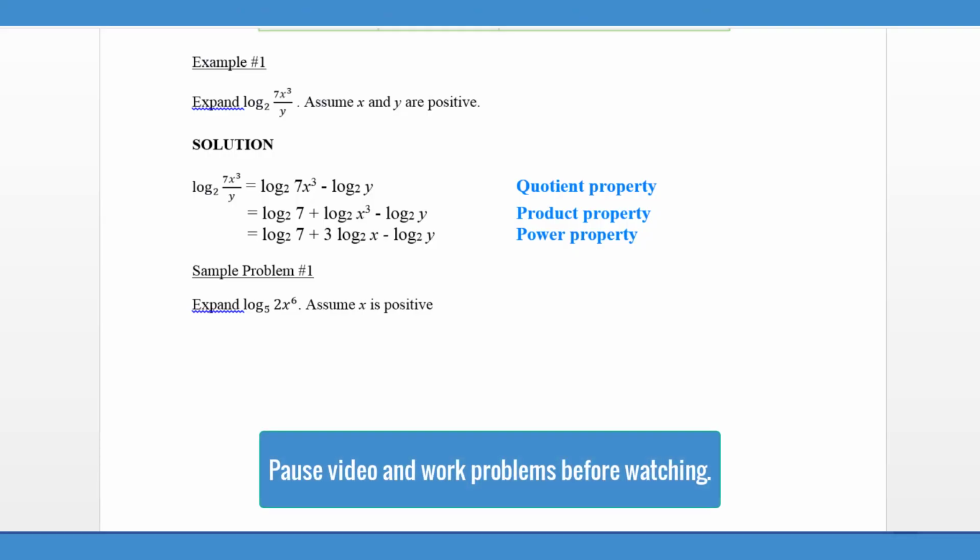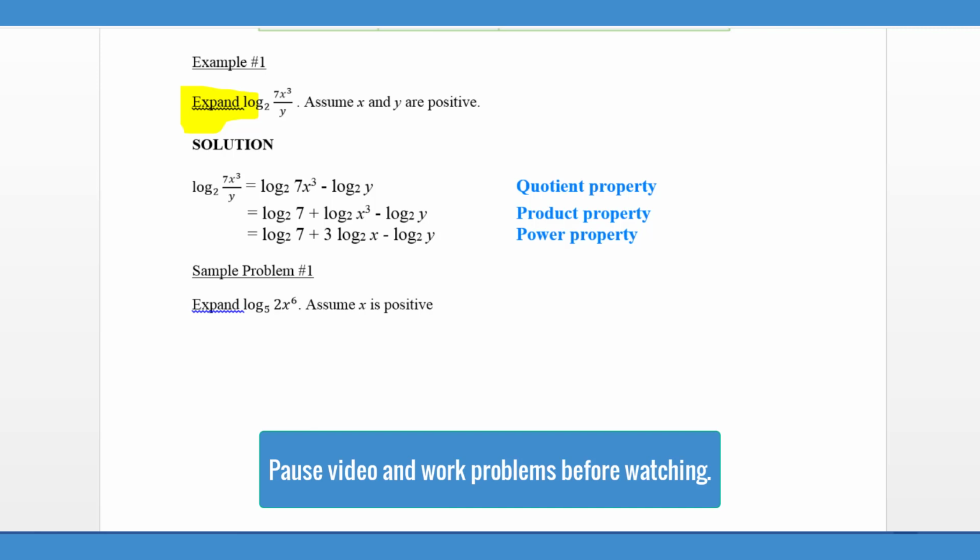Okay, we'll start with example number 1. And if you notice here in the directions, it says to expand the given log. So we're going to use our log properties here to take our single log statement and break it up into as many log parts as we can. And so we'll eventually get down to the point where we can't expand anymore based off of our log properties.